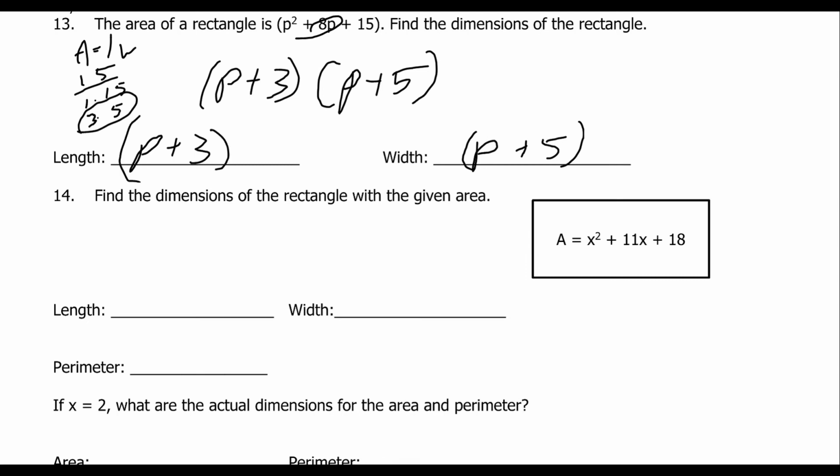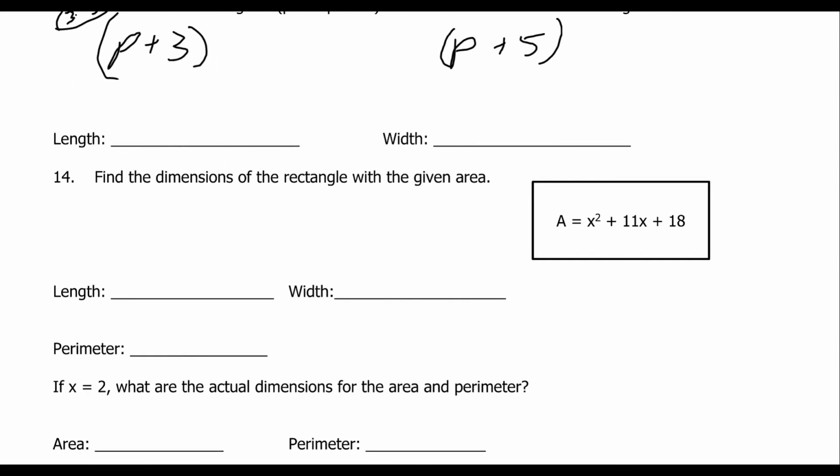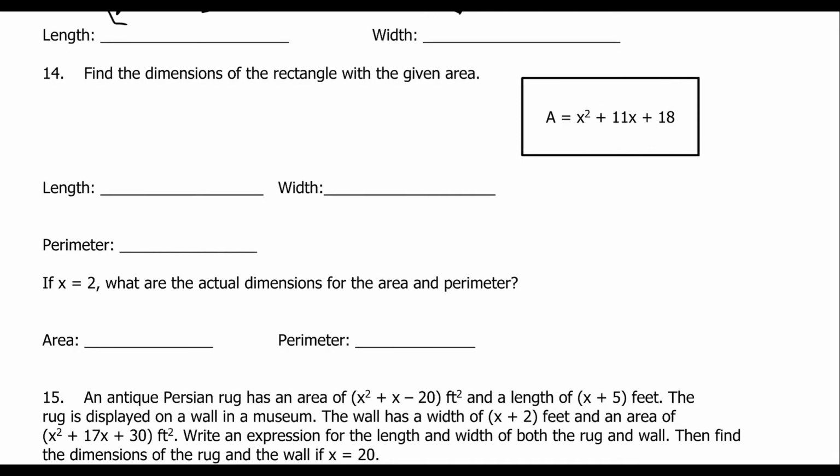And there it is. Alright, now, number 14. Find the dimensions of the rectangle with the given area. Okay, so the given area is right here. Alright, so we got A equals x squared plus 11x plus 18. So what we need to find are two factors of 18 that will give us 11.